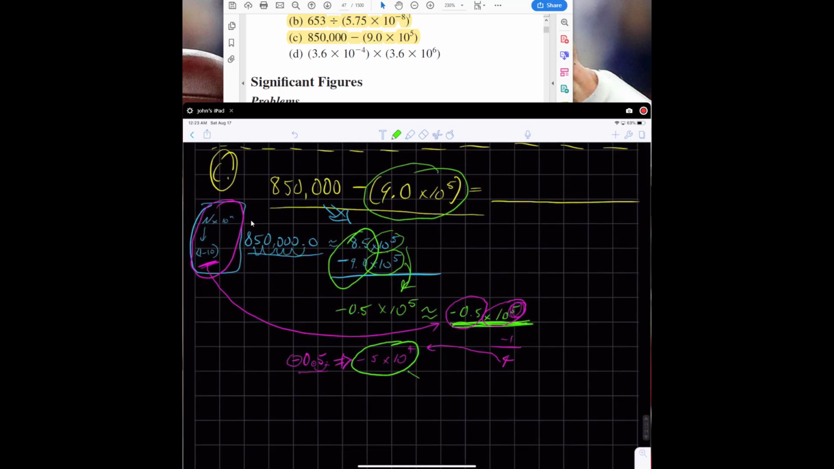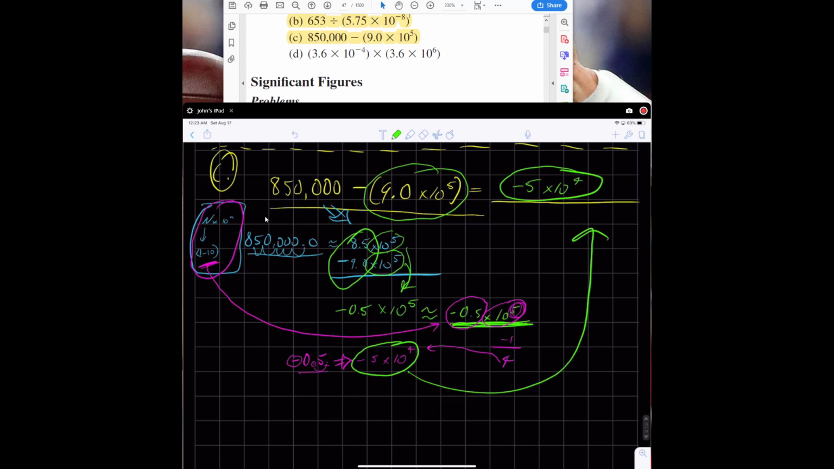This is our answer here to part C. We just write it in. Negative 5 times 10 to the 4 power. That's our answer. And by the book, this is the solution. The solution set, yep.